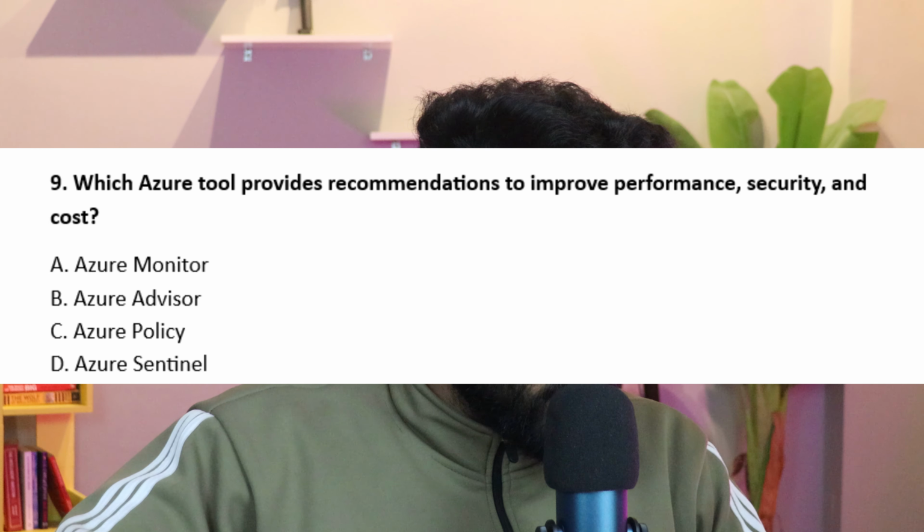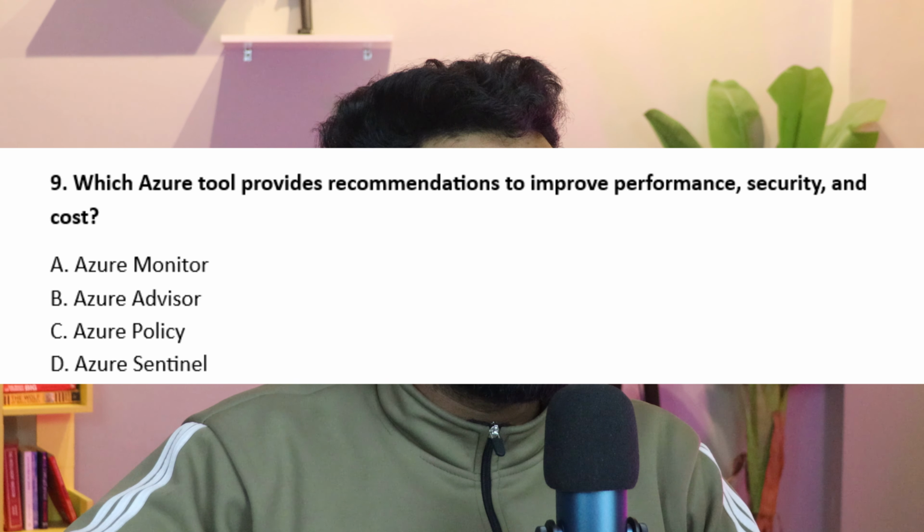Okay. Question number 9, which Azure tool provides recommendations to improve performance, security, and cost? We all know the answer. Option number A, Azure Monitor. Option number B, Azure Advisor. Option number C, Azure Policy. Option number D, Azure Sentinel. So let's go from the bottom. Let's go for option number D, Azure Sentinel. That is not the right answer.